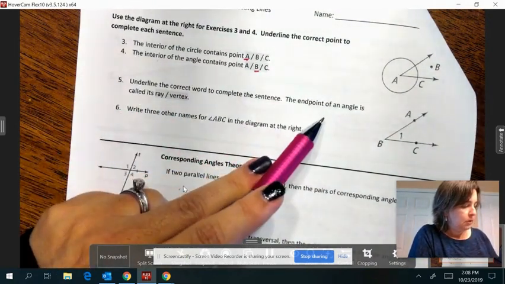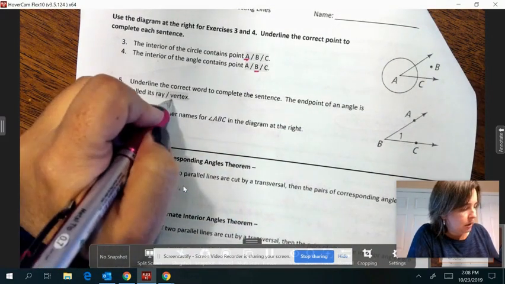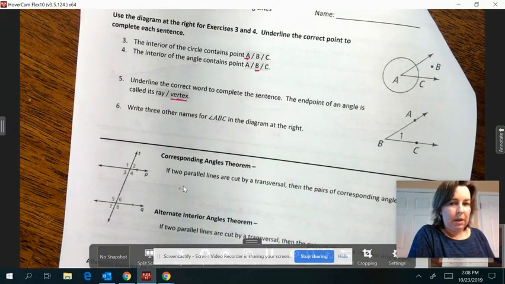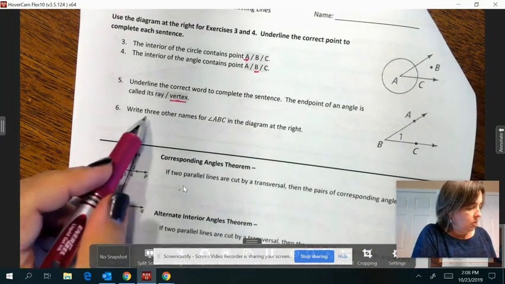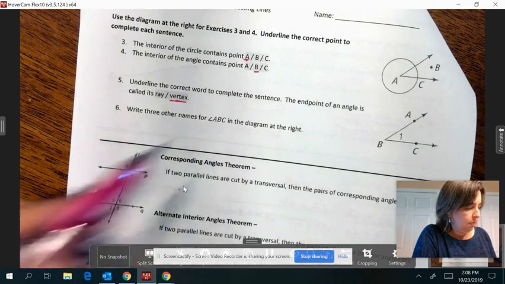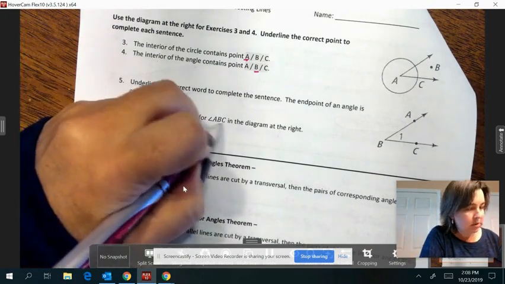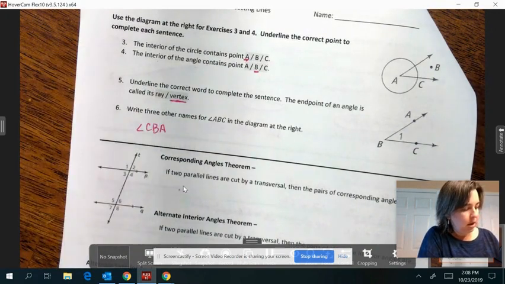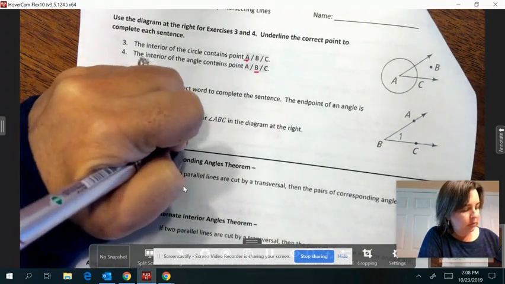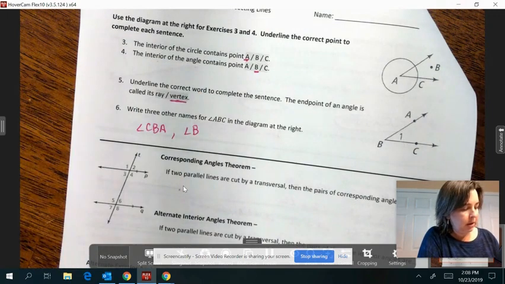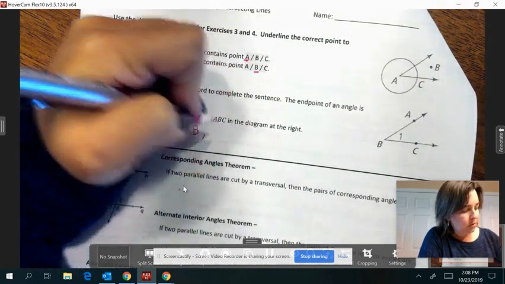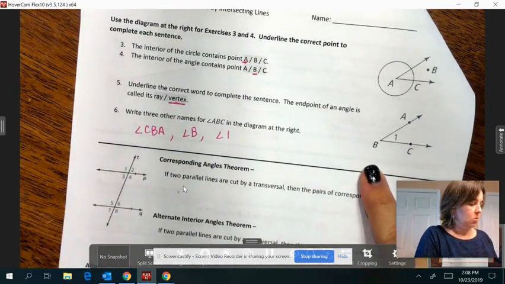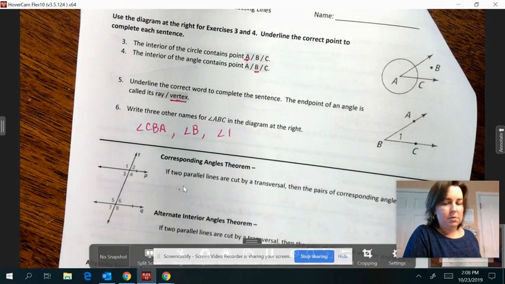Next one says, underline the correct word to complete the sentence. The endpoint of an angle is called its vertex. The shared endpoint, right here, is the vertex of the angle, or it's just B. Three other names for angle ABC: you can just switch the order and say angle CBA. You can name it by just its vertex, since there's only one angle B. You can use the number that they put in the angle to name it as well. So those are the 3 other names for that angle.